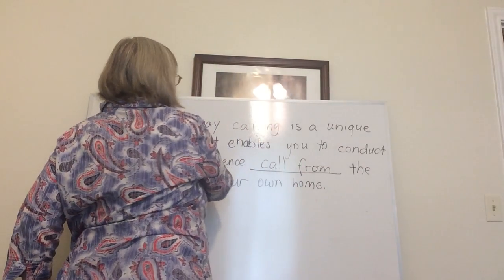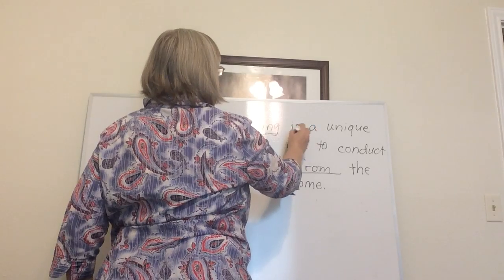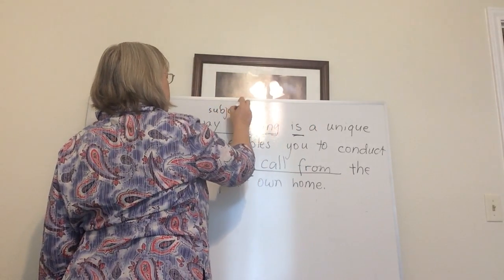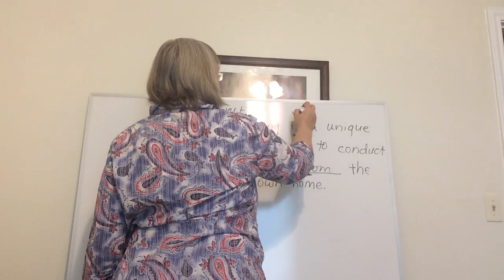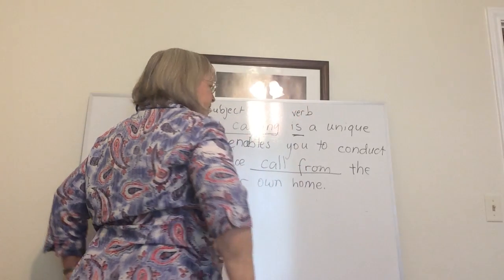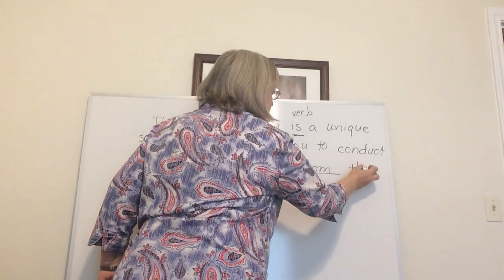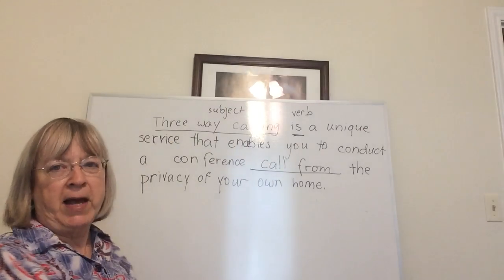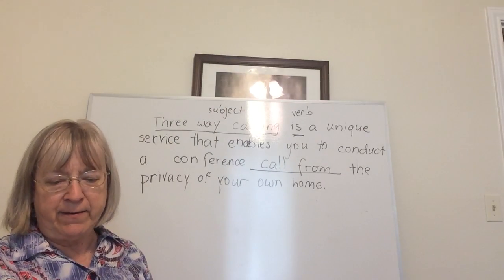So three-way calling is, this is the subject, and this is the verb. So if you're going to put a period here, you need a new subject and verb, and none of those choices had that.